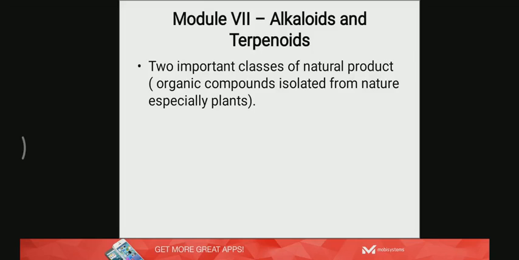Today we will discuss the last module of our syllabus, that is module 7, Alkaloids and Terpenoids. Two important classes of natural products, which are organic compounds isolated from nature, especially plants. In today's video we will be discussing only alkaloids.